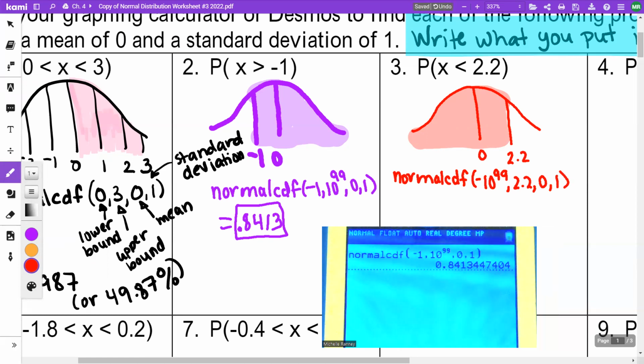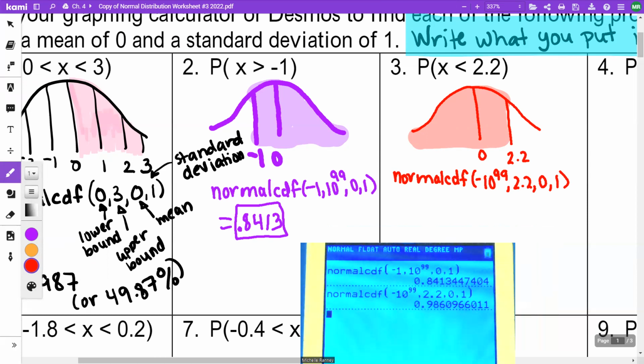So when I put that in, -10 to the 99, 2.2, and then my 0 and 1, I should be getting more than 50%, and you see I do. I actually get closer to almost the whole 1. I get 0.9861. I'd round it up to 1.